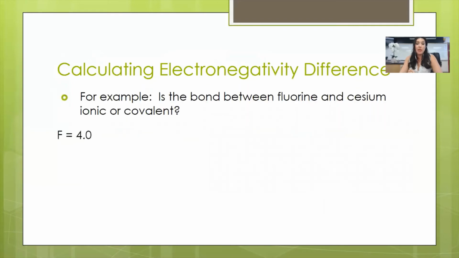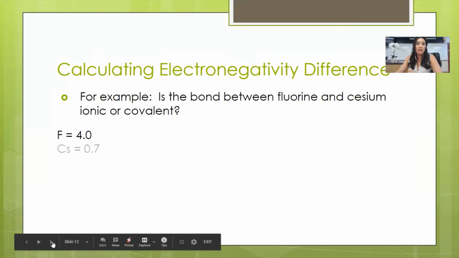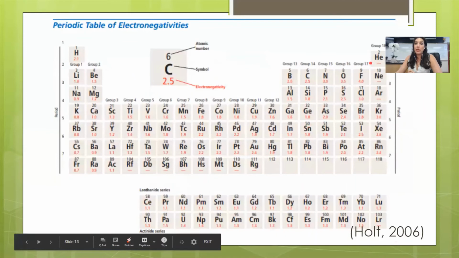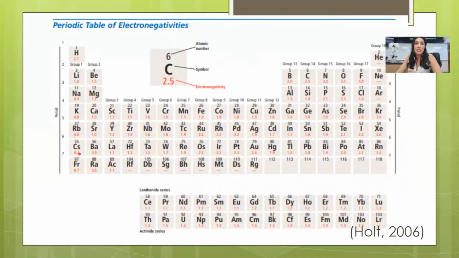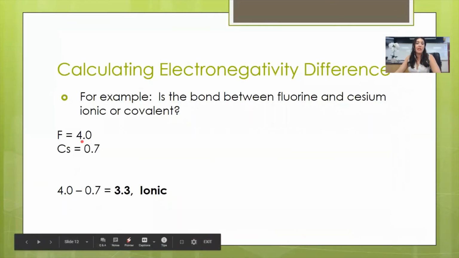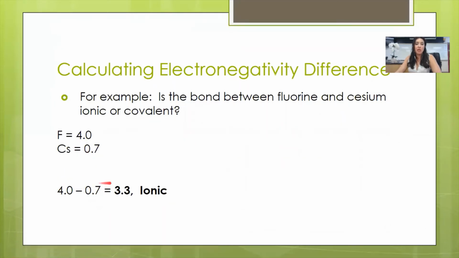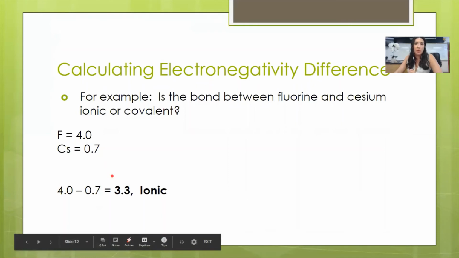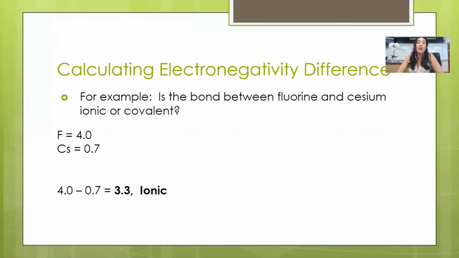Fluorine and cesium. Where do I find this information? I'm just going to jump ahead to our Pauling scale and look for fluorine. Fluorine's electronegativity value is 4. Cesium's electronegativity value here is 0.7. Again, this diagram comes from your text. Jumping back, I take the larger number, 4, subtract the smaller number, and I get a value of 3.3. If we look back at our table, we'll see that this falls within the range of an ionic bond.